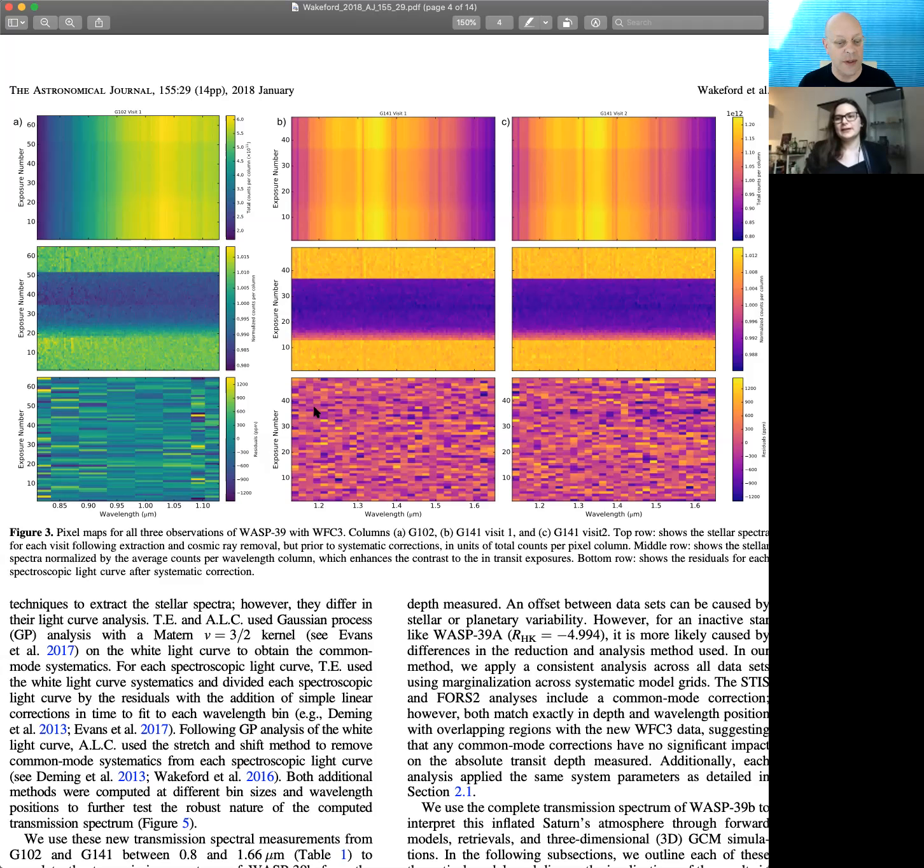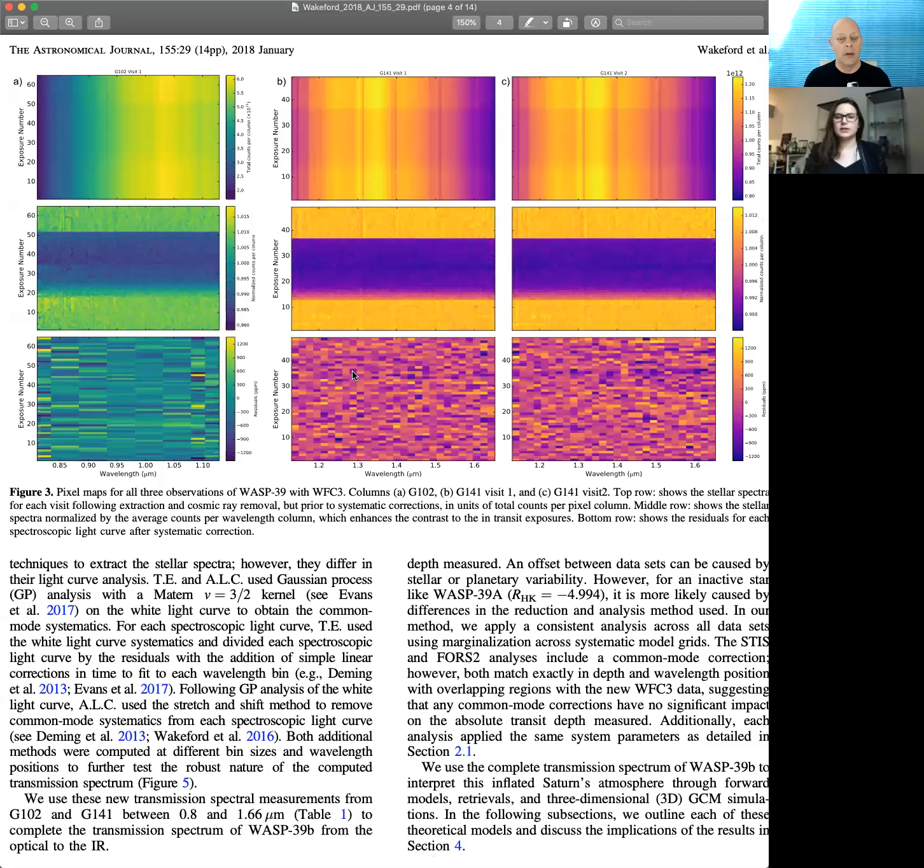Just for reference, what's the spectral type of the host star? The spectral type of this one, I believe, is a G0 star. Okay. Yeah, so it's fairly common. Yeah.